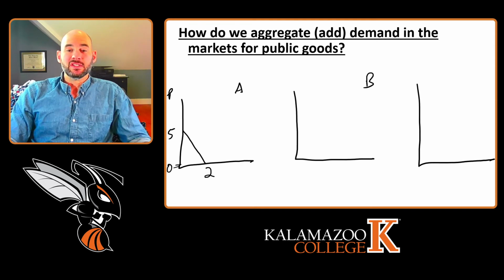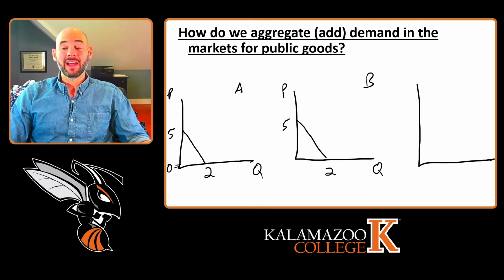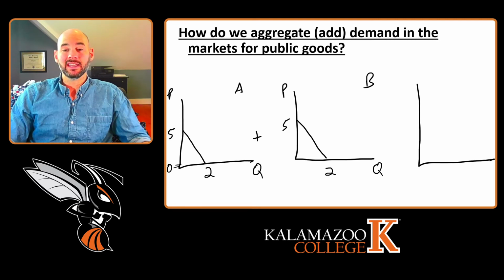Let's again assume that consumer B is going to have the same demand curve, that they're not willing to pay more than $5 for a mosquito deterring candle, and that even when it's free, they're not going to demand more than 2. So if this were a private good, we would know what to do. We would just add these two together horizontally.